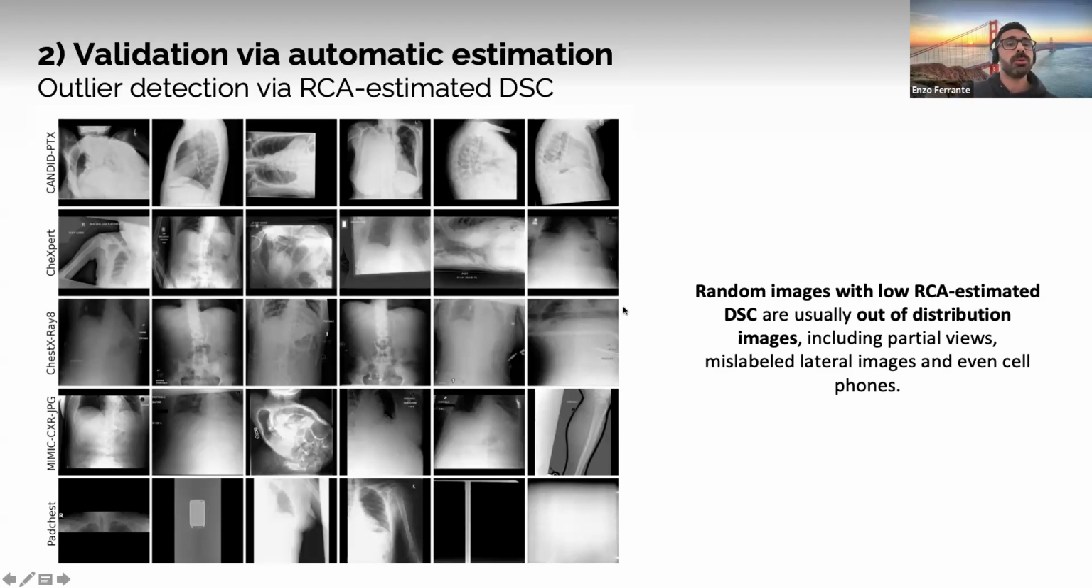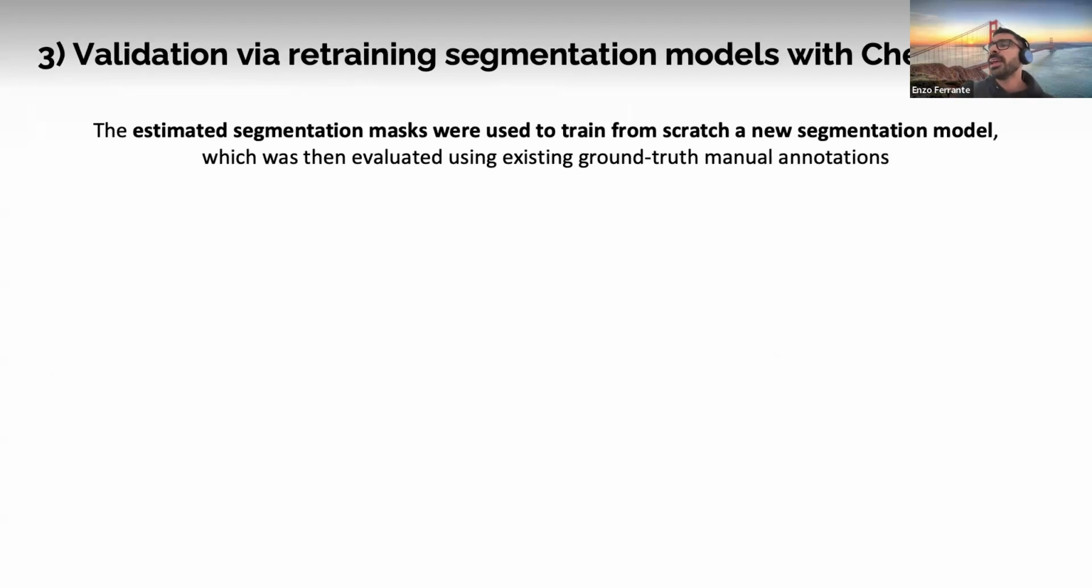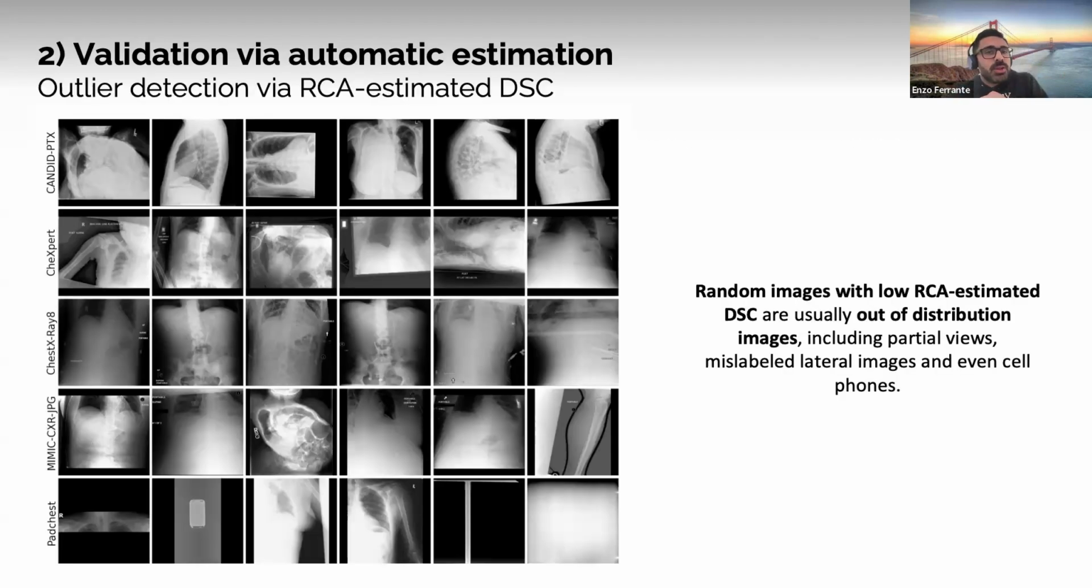And so if you go now to CheXMask, to our repository, you can filter out all the images with low dice, and that means these images most likely are kind of out of distribution cases. That was kind of the second validation strategy we used to create our dataset.